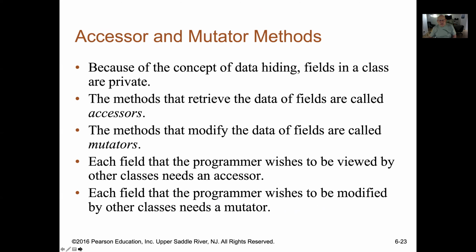So, accessor and mutator methods. Because of the concept of data hiding, fields in a class are private. Methods that retrieve the data of fields are called accessors. Methods that modify the data of fields are called mutators. Each field that the programmer wishes to be viewed by other classes needs an accessor. Each field that the programmer wishes to be modified by other classes needs a mutator.